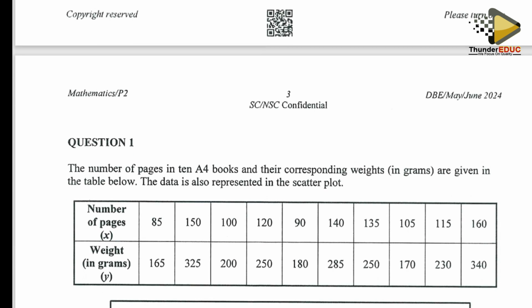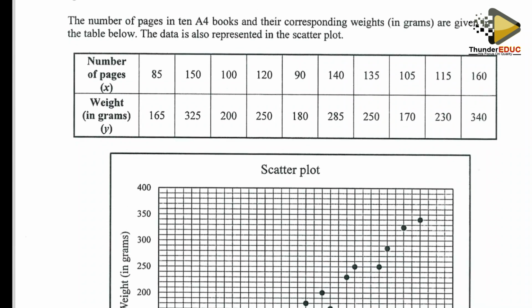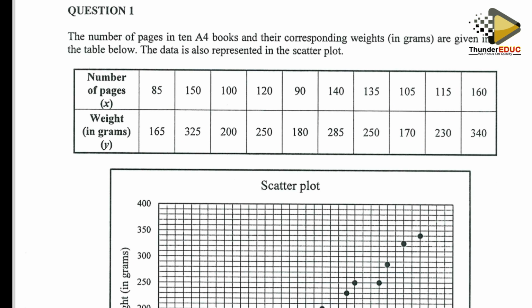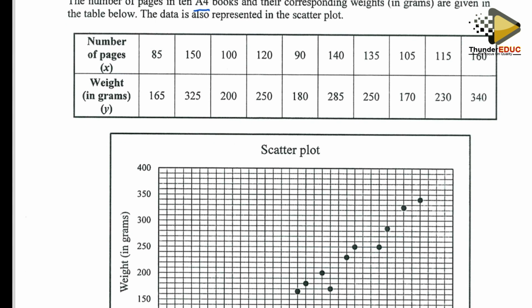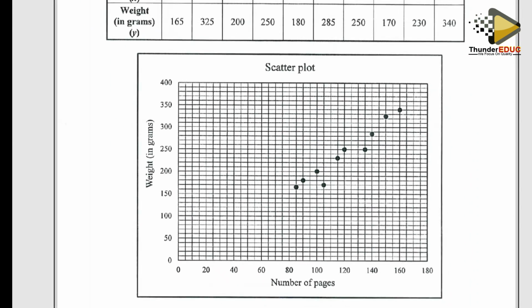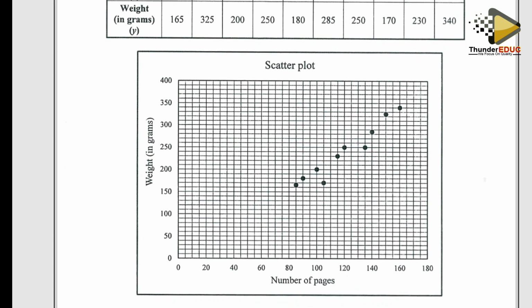Question 1 is about the bivariate type of data, and the question tells us that the number of 10 A4 books and their corresponding weights in grams are given in the table below. So the data is represented using the scatter plot. We start with the number of pages representing our X variable, and then the weight is the Y variable. So 85, 165, 150 with that, and so on and so forth. And then after that, they drew for us the scatter plot for that data.